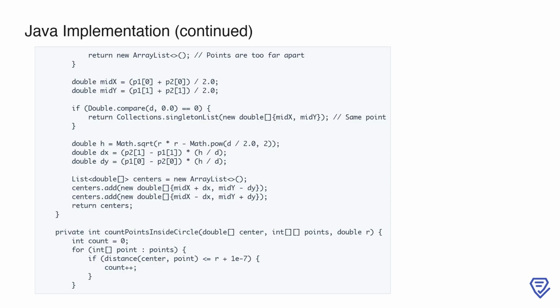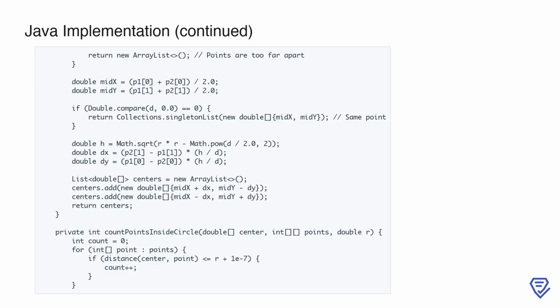To find potential circle centers, we start by calculating the distance between the 2 points. If this distance exceeds the diameter of the circle, we return an empty list since no circle of the given radius can enclose both points. Otherwise, we calculate the midpoint between the 2 points, which serves as the base for determining the centers. If the 2 points are identical, the midpoint itself becomes the circle's center.